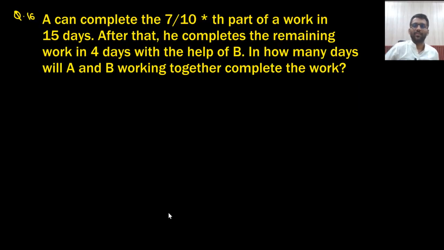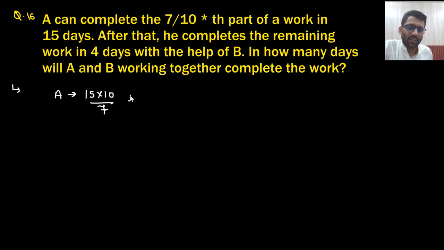Let's go to the next problem. A can do the 7 by 10th part of the work in 15 days. That means A can do the complete work in how many days? 15 into 10 by 7. In this much time, A will be able to do the complete work, say yes or no. After that, he completes the remaining work in 4 days with the help of B.